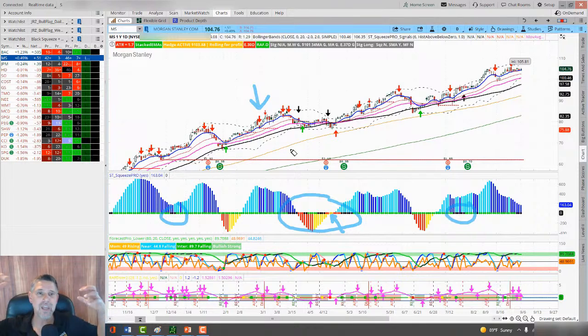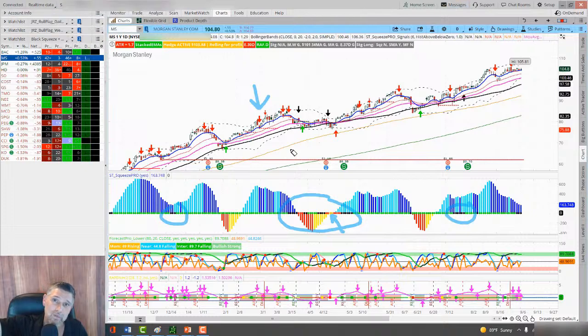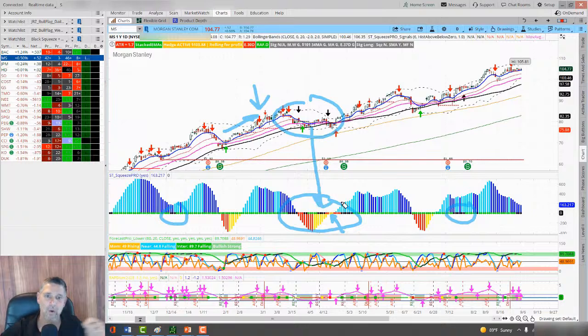But I just want you to think visually. In an uptrend, the probabilities are in your favor if you play the squeeze firing in the direction of the trend. It doesn't always fire in that direction, but for a beginning trader, that is the easiest way. So for example, Morgan Stanley's heading up, and I want you to look at this period right there, right?